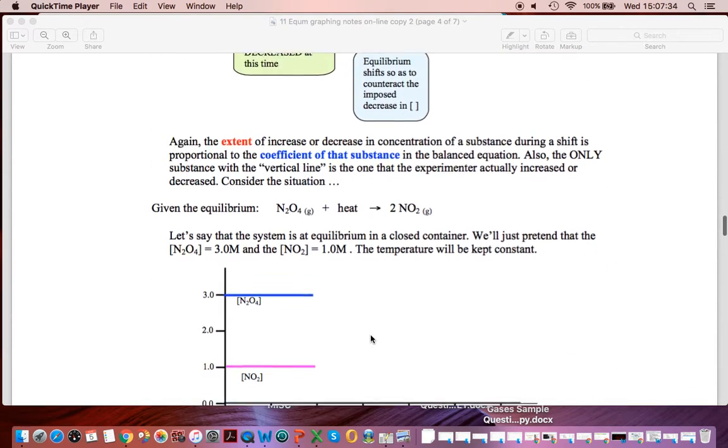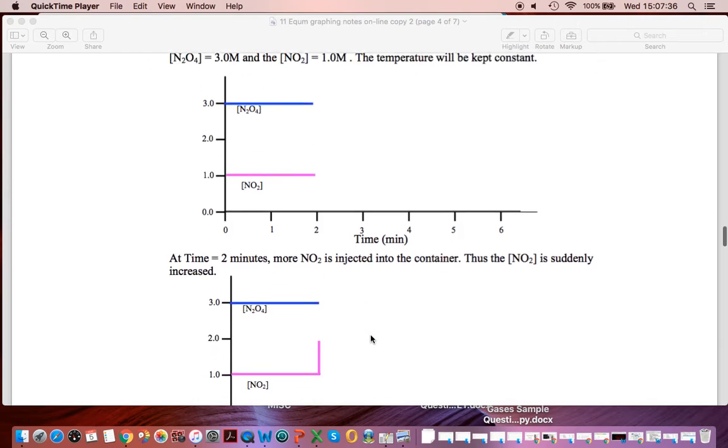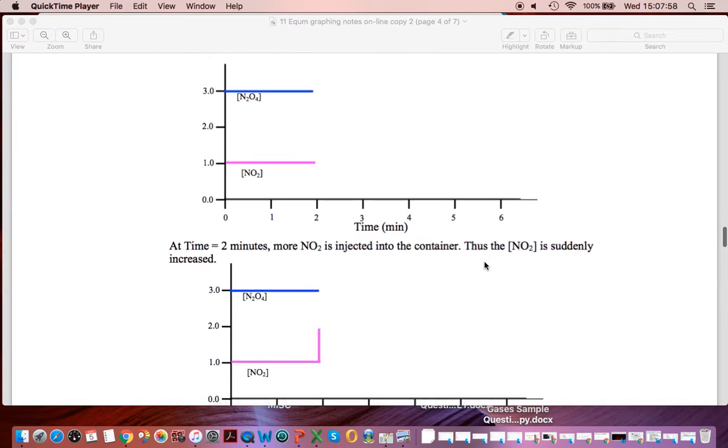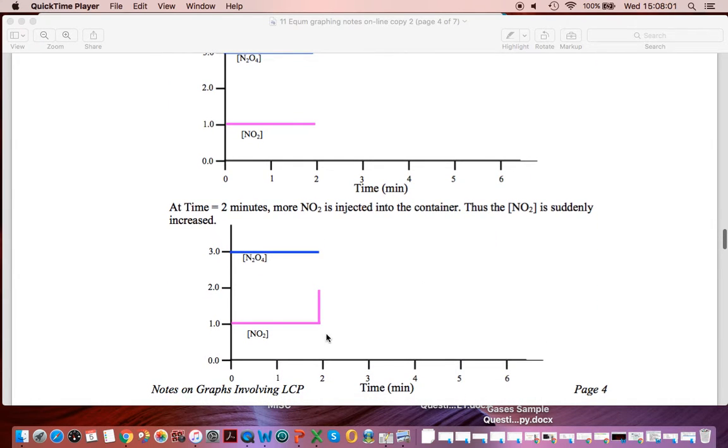Now let's look at concentration. Okay, so we have an equilibrium here, and it says NO2 is injected into our container. We know the NO2 has gone up. We've got to use up that NO2, so it's going to shift to the left, and it's going to make more N2O4 and use up some of that NO2. So what we see is a concentration effect. One thing will spike or one thing will drop. In this case, the NO2 increased or spiked because it was injected.